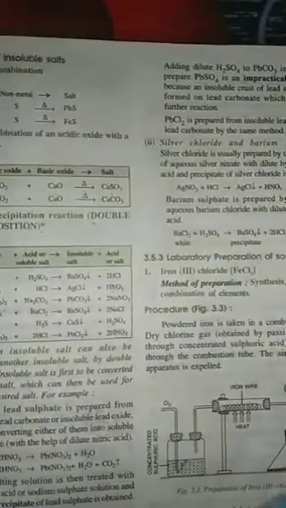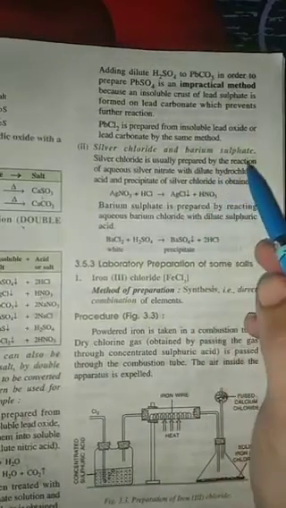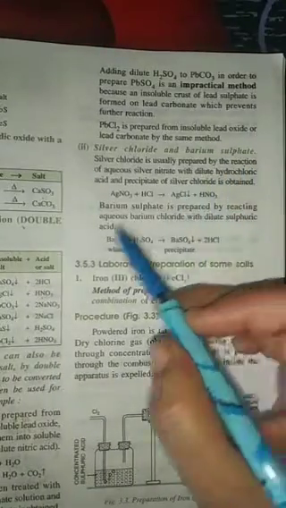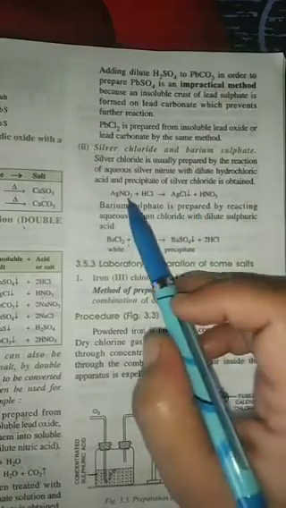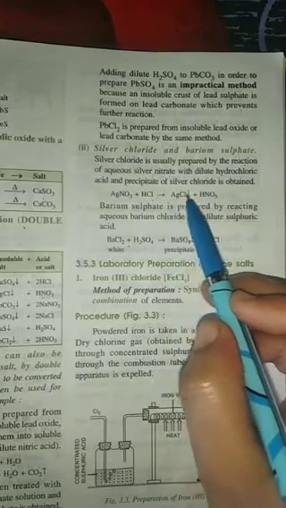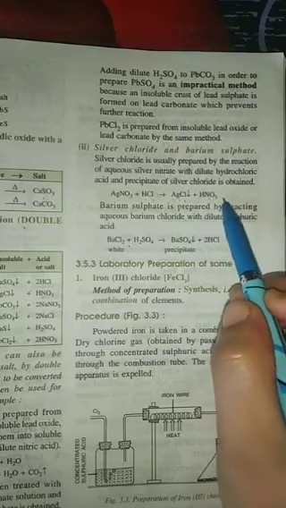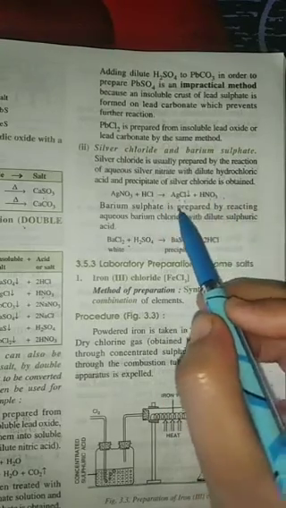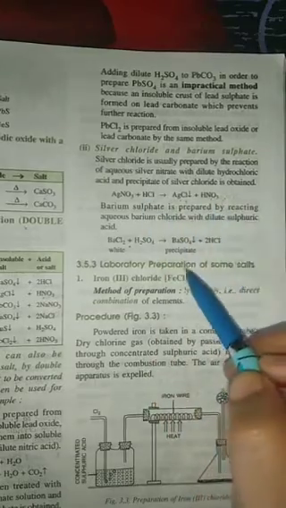Now come to the next, second type: preparation of silver chloride and barium sulfate. In the same way, students, we have just done this by double decomposition reaction. When silver nitrate combines with hydrochloric acid, it forms a white precipitate of AgCl plus HNO3 by the exchange of the radical.